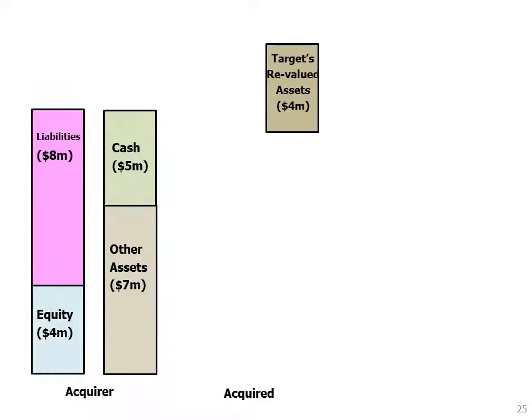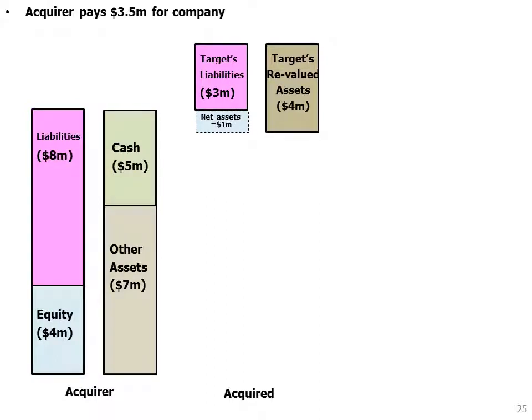And it is acquiring a firm which has got revalued assets of $4 million and liabilities of 3 million. So its net assets is 4 million less 3 million, which is $1 million. The acquirer is paying 3.5 million in cash for the company, so that goes to the owners of the target, whose stake in the company is being bought out.